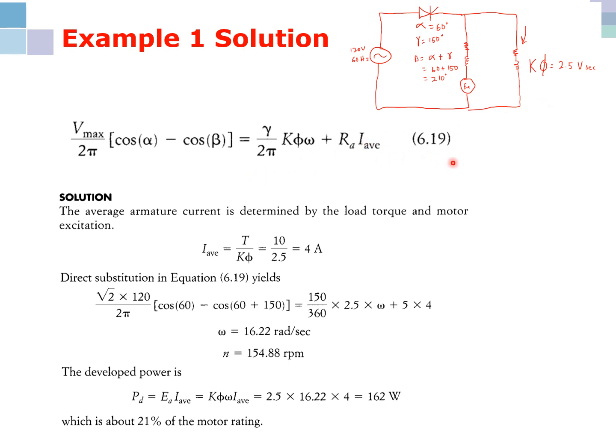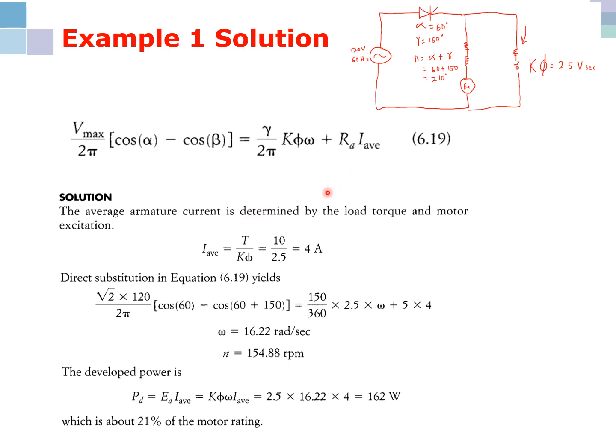So according to equation 6.19, the Vmax over 2 pi times cos alpha minus cos beta is equal to gamma over 2 pi times kV times speed plus RA times I average.